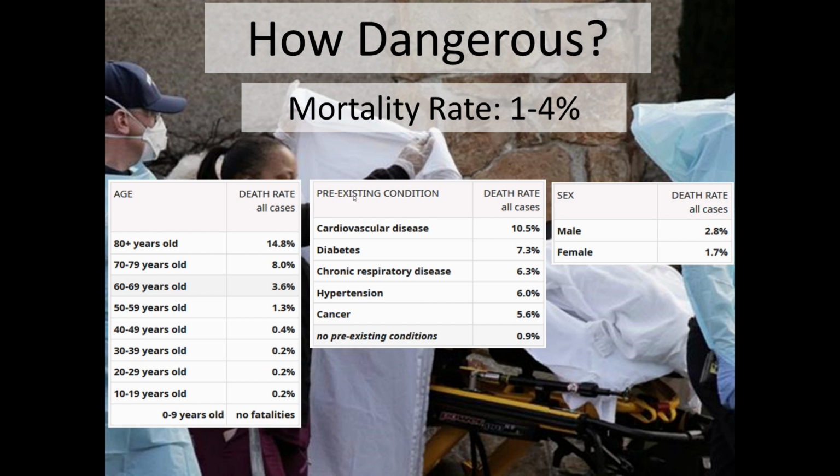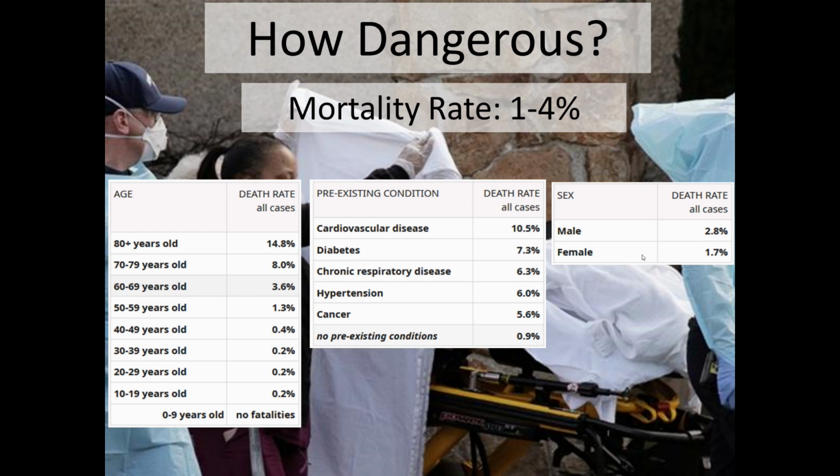If you have a pre-existing condition, like cardiovascular disease, or diabetes, or chronic respiratory disease, or hypertension, or cancer, the death rates increase dramatically. Though if you have one of these conditions, you're probably more likely to be older as well. And then males are at greater risk of death than females too.